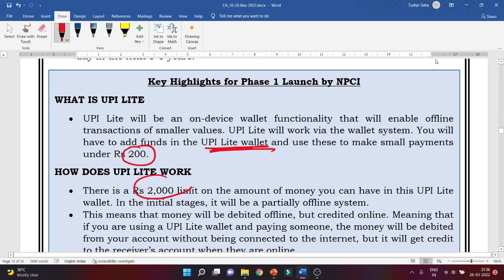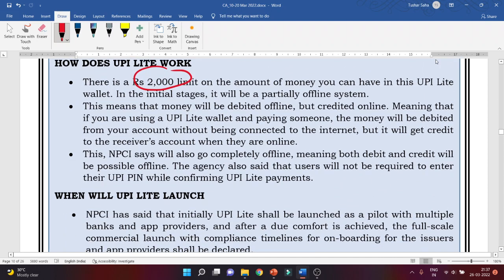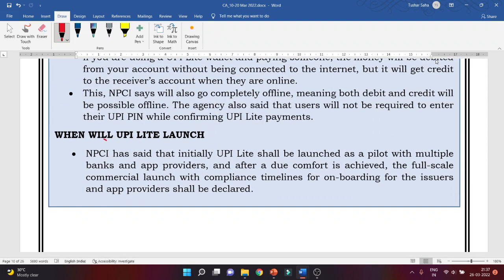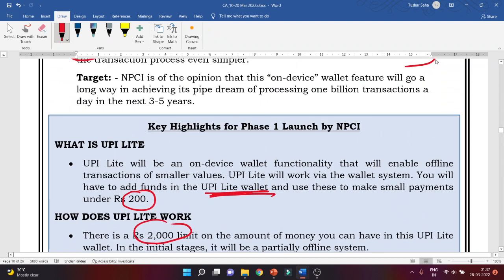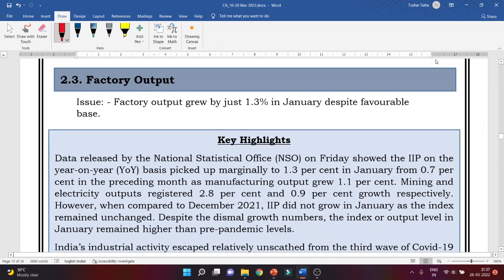The upper limit as of now is 2000, but yes, this can certainly change. And when this will launch, even NPCI is not sure about when it will launch, but certainly when it comes up, you will get to know through our current affairs material and our YouTube channel. So I hope this is clear. Then let's move to the next one.